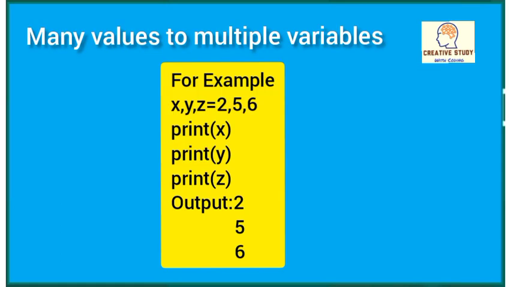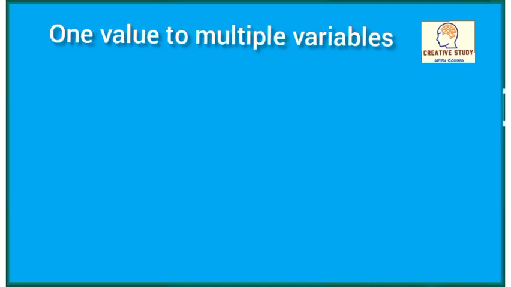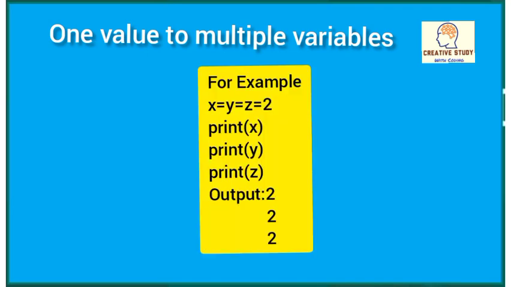Now we can see two more points about variables. First is we can give many values to multiple variables at a time and can print them on the screen as given below. And second is one value can be assigned to multiple variables and can print them on the screen as given below.